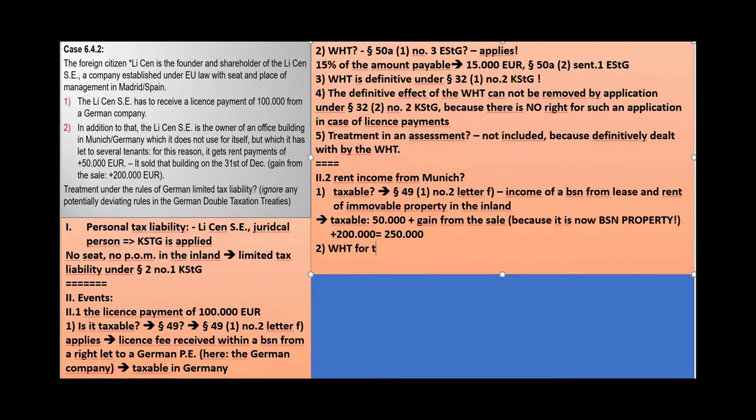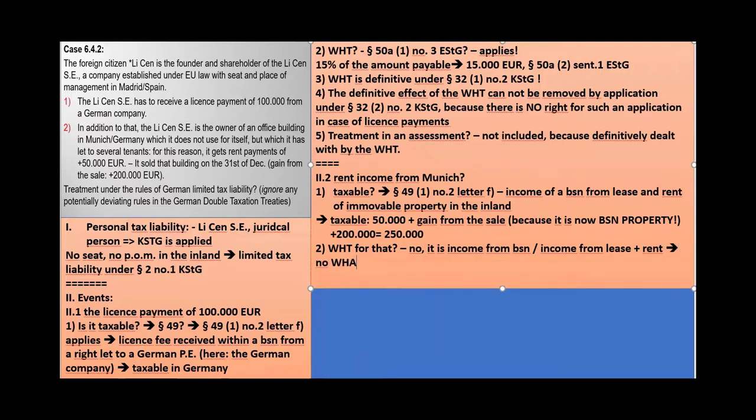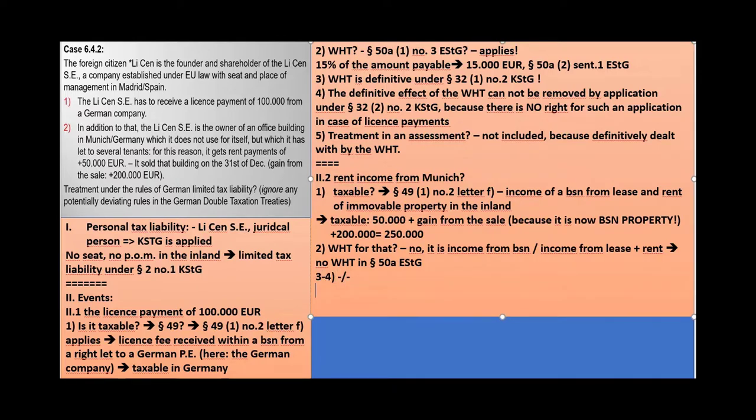Withholding tax for that, and the answer is no, it is income from business and income from lease and rent payments. For both, no withholding tax in paragraph 50a ESTG. So no reason why that should be treated there correspondingly. So 3 to 4 don't happen here. Treatment in an assessment.